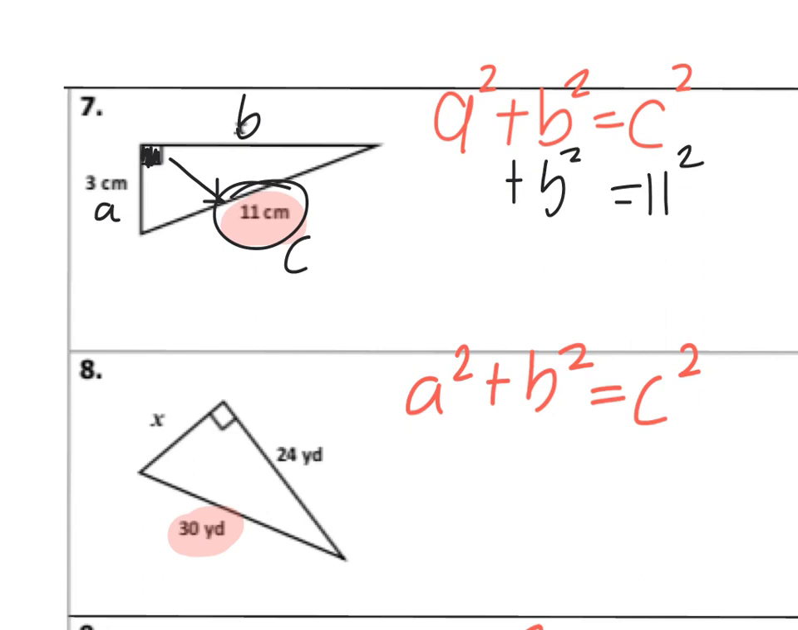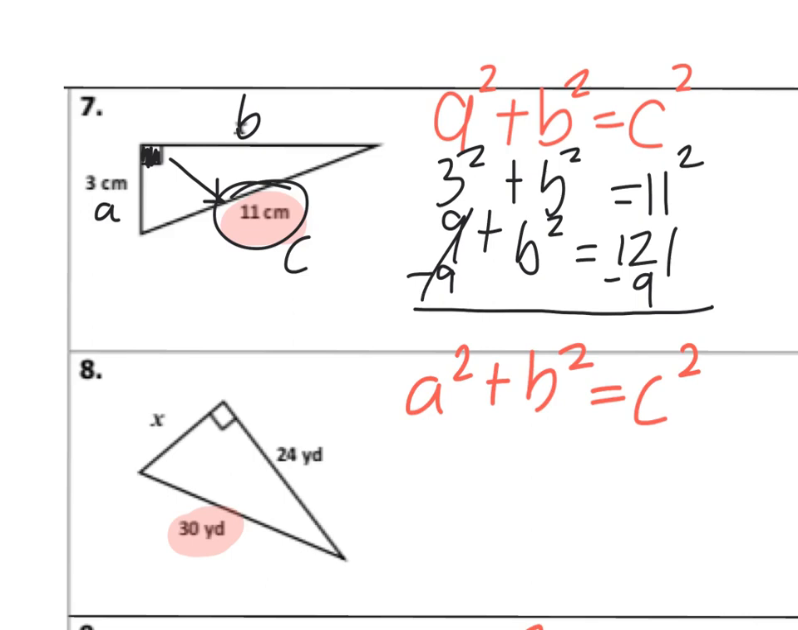Alright, so then A squared is going to be 3 squared. So 3 squared gives me 9. B squared is going to stay B squared. And 11 squared is 121. So I'm going to subtract this 9 to the other side. So that really is my only extra step. It's just putting the numbers back together. So this is going to say B squared equals, and I subtract 121, take away 9 is 112.